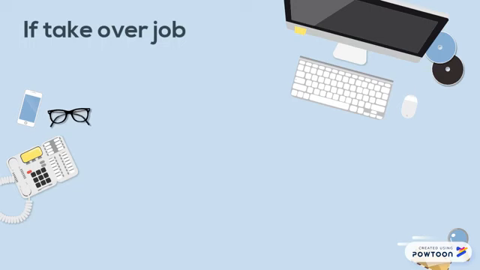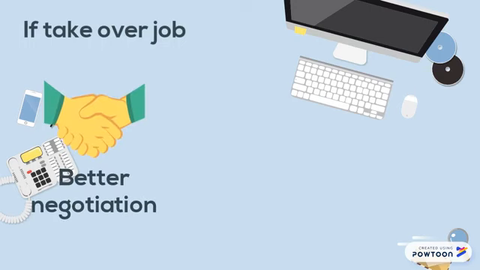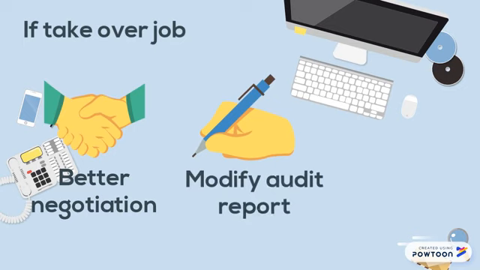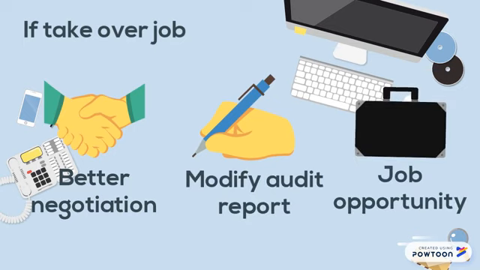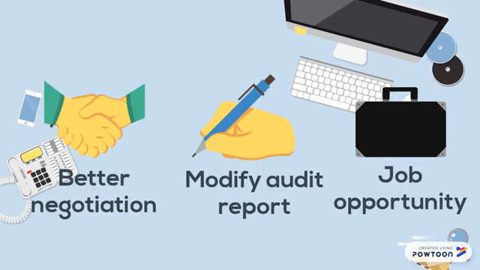On the other hand, if I take over the job myself, I can have a better negotiation with ABC Limited and modify my audit report accordingly. More importantly, this is a rare opportunity for a junior auditor. If I can handle the job well, I will have a better career prospect. Should I concede to my company that I am a minority shareholder of ABC Limited?